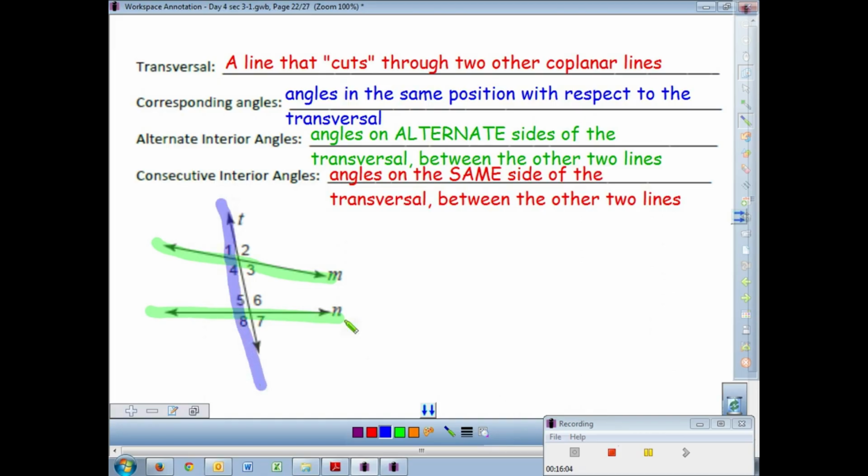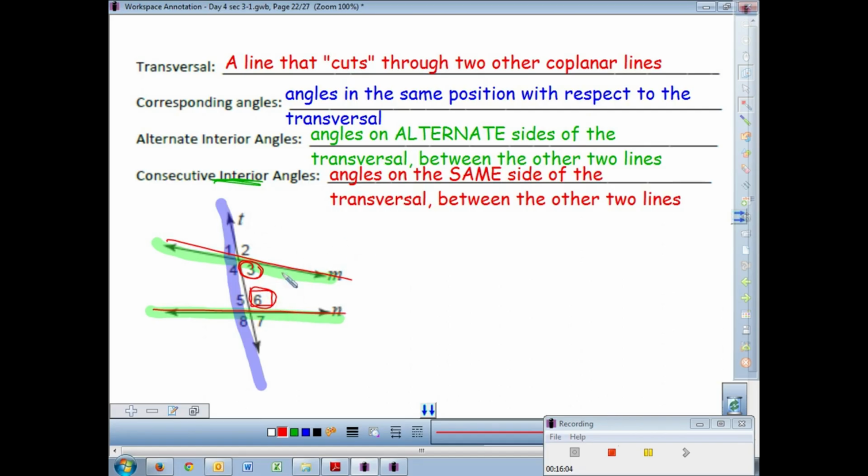So again, if we pick an angle, they have to be interior, right? So we only got between 3, 4, 5, and 6, those angles right there. If I pick angle 3, since they have to be between the two lines right here, and on the same side, you only got one choice. It's got to be angle 6, right? So angle 3 and angle 6 are consecutive interior angles.